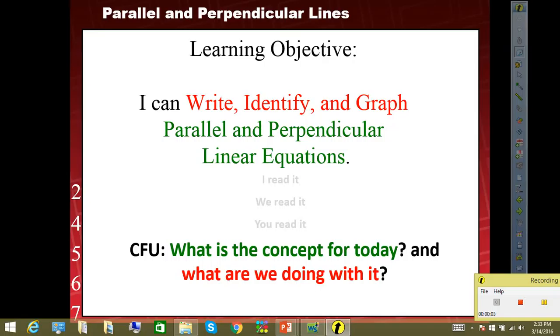Our objective for today: I can write, identify, and graph parallel and perpendicular linear equations. Read together, 1, 2, 3. I can write, identify, and graph parallel and perpendicular linear equations.